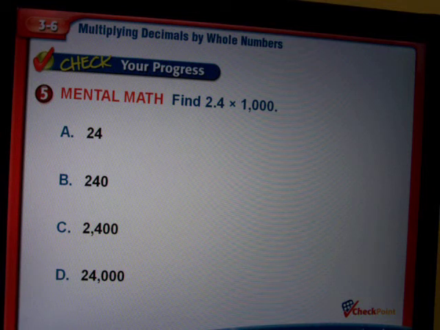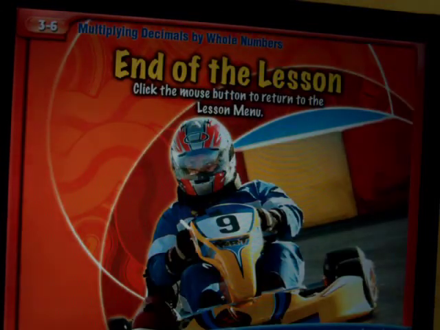So find 2 and 4 tenths times 1,000. Is the answer A, 24, B, 240, C, 2,400, or D, 24,000? And your answer is? And that concludes your lesson.